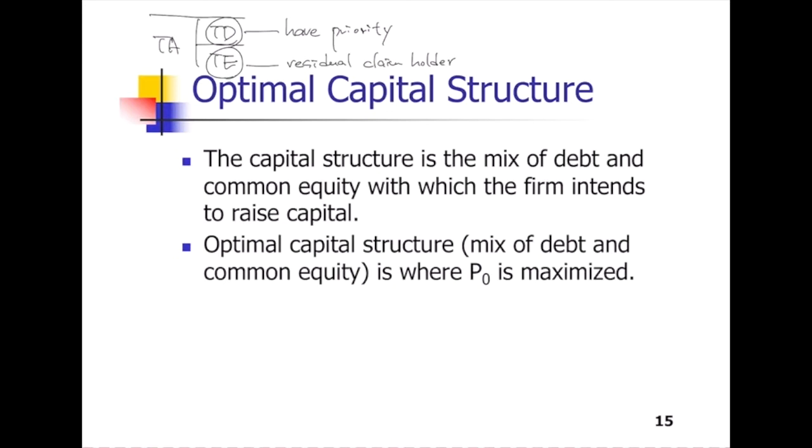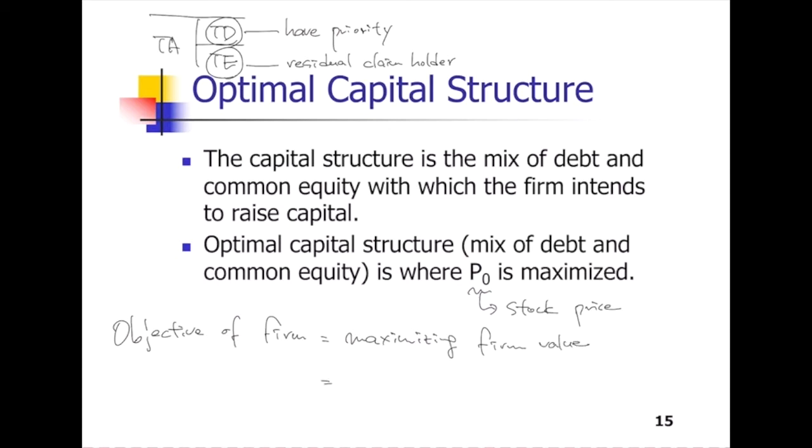So optimal capital structure is where the P0 is maximized. P0 means what? The stock price, right? So in the first class we covered the objective of the firm, right? What is the objective of the firm? Maximizing firm value, and firm value can be measured by stock price, right? So we can also say maximizing stock price.